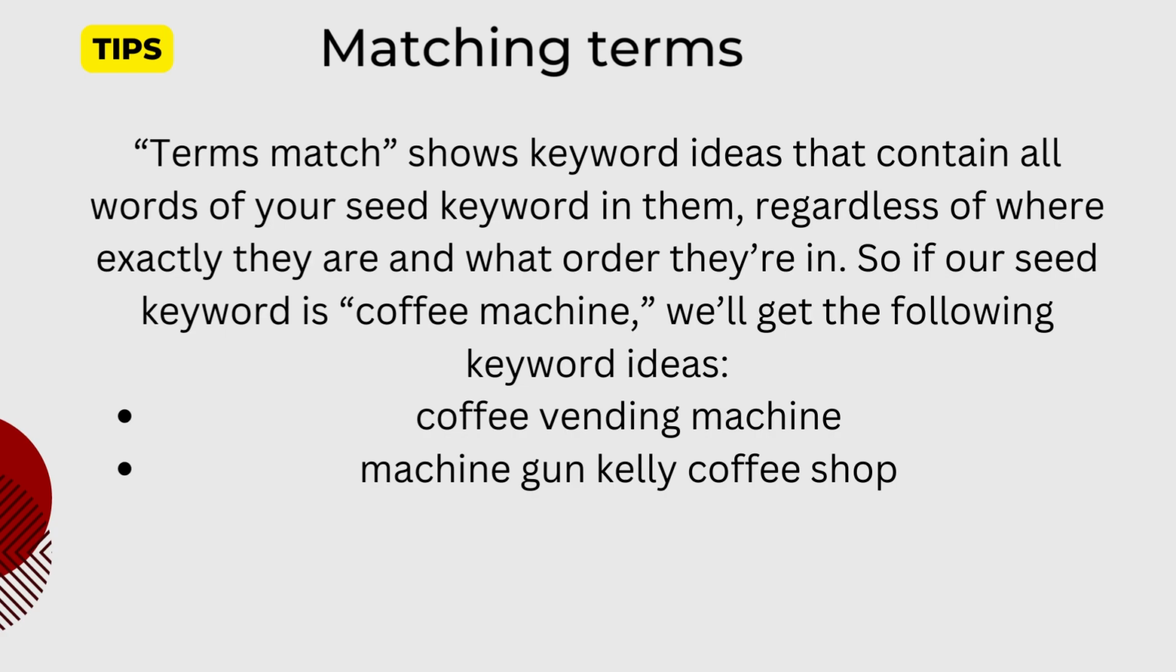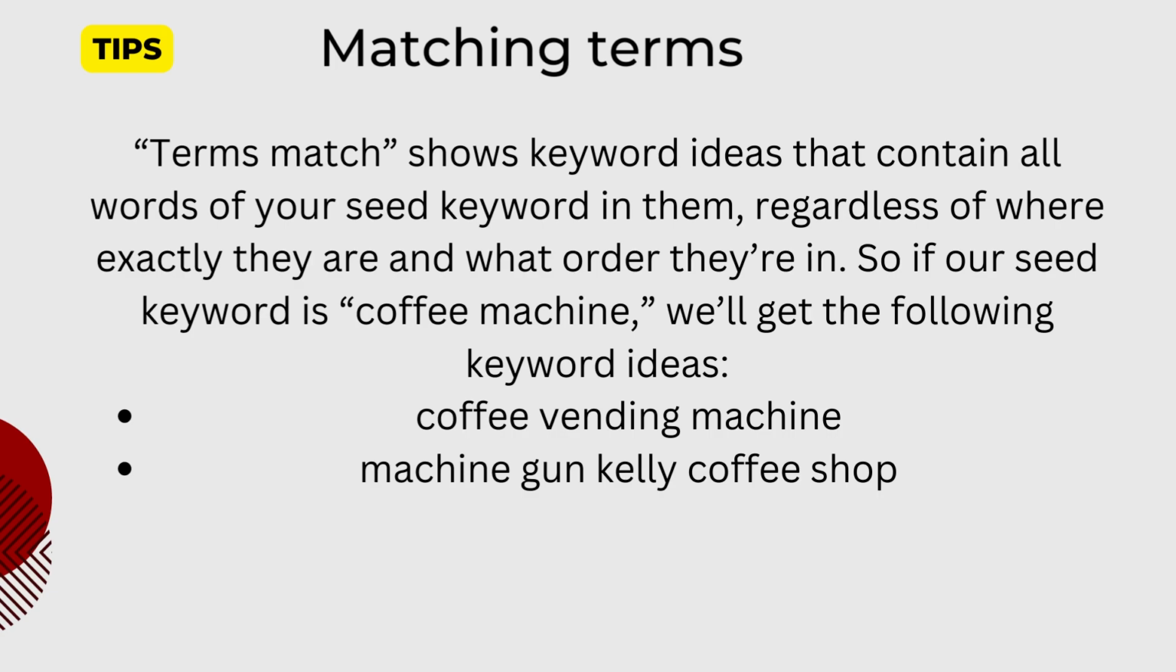So if our seed keyword is coffee machine, we'll get the following keyword ideas. Coffee vending machine. Machine gun Kelly coffee shop. Phrase match only returns keyword ideas that have the words of your seed keyword in the exact order as you entered them. Like so. Best coffee machine. Coffee machine with grinder.